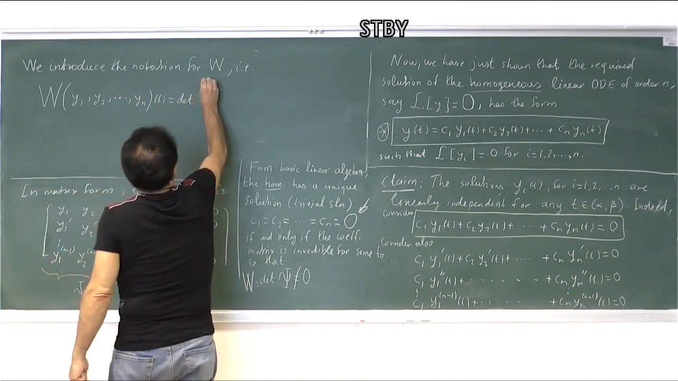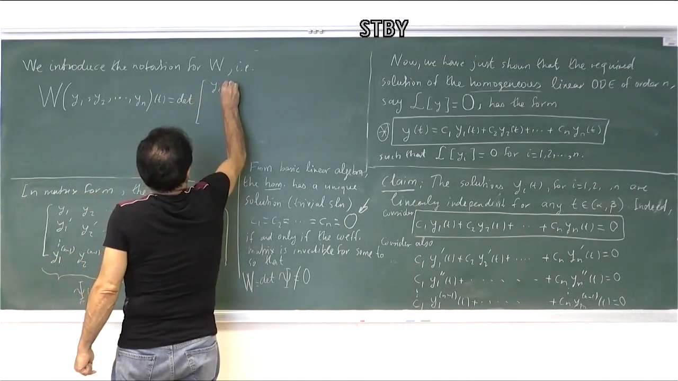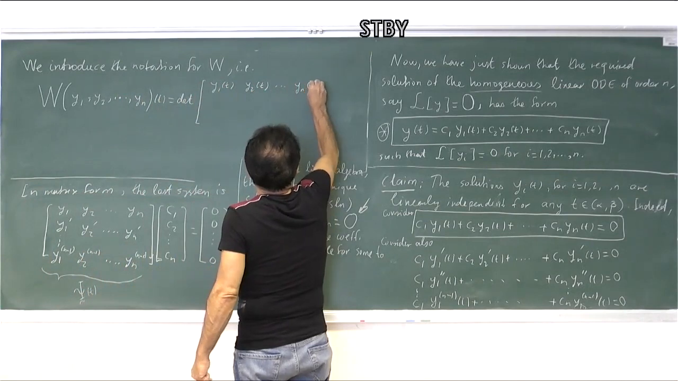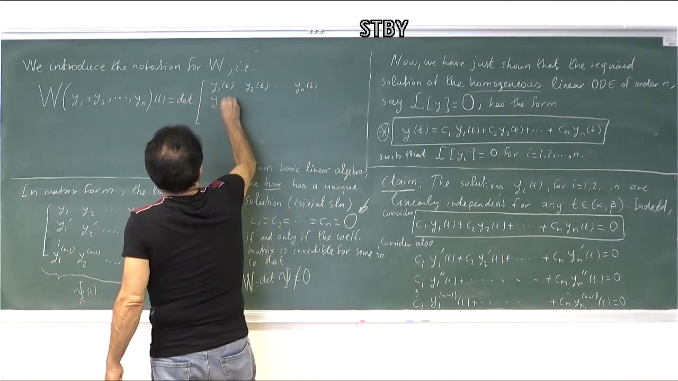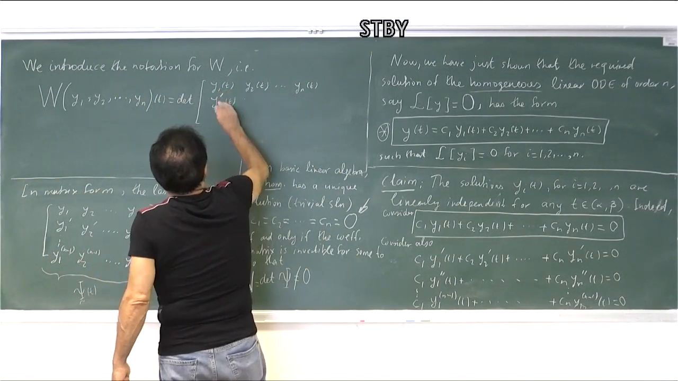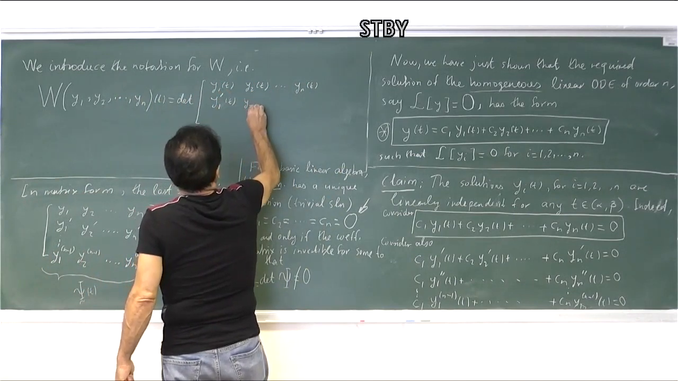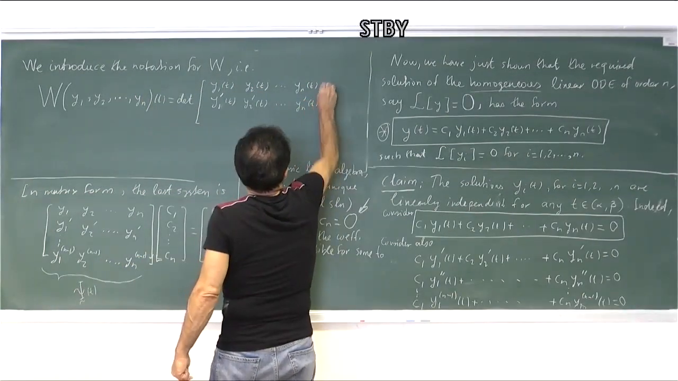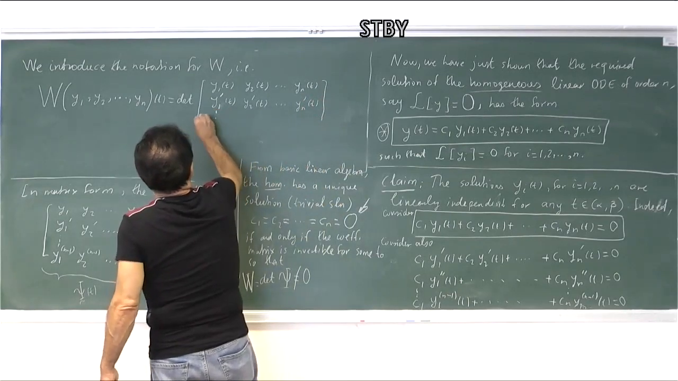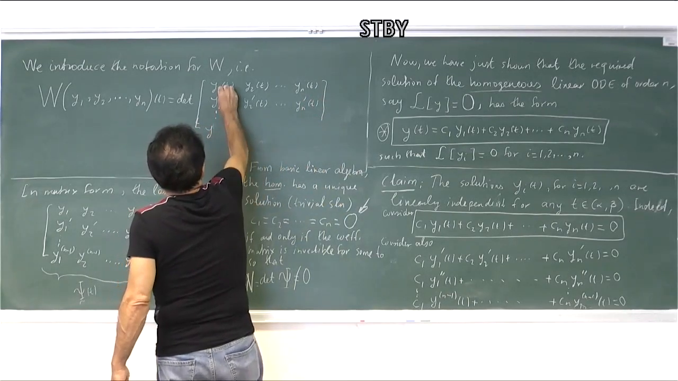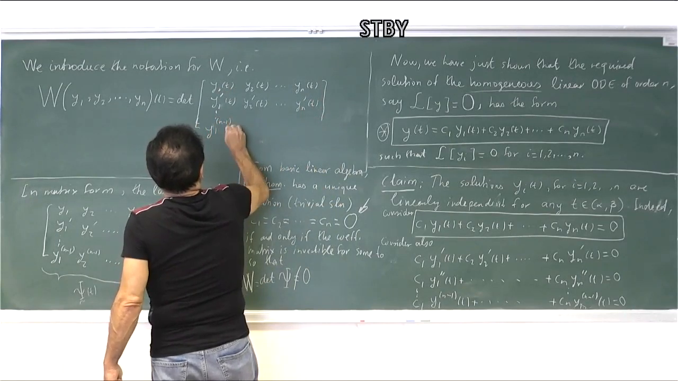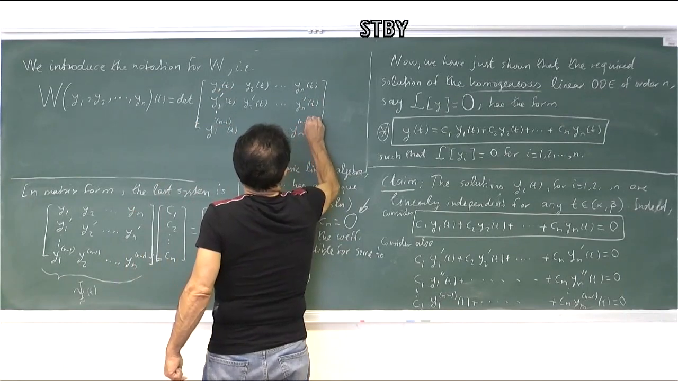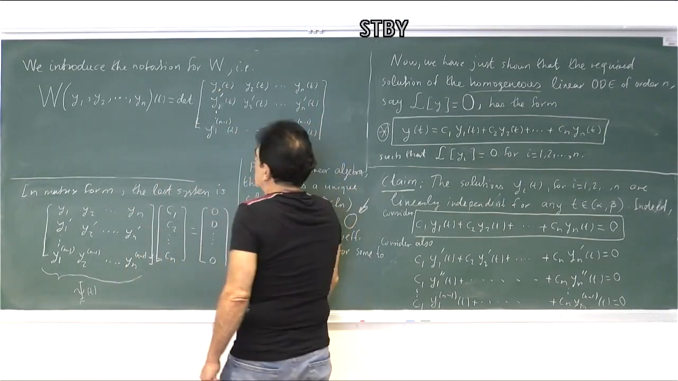So it is y1 of t, y2 of t, yn of t; y1 prime of t, y2 prime of t, yn prime of t; and finally y1 n minus first derivative of t, and yn n minus first derivative. Good.